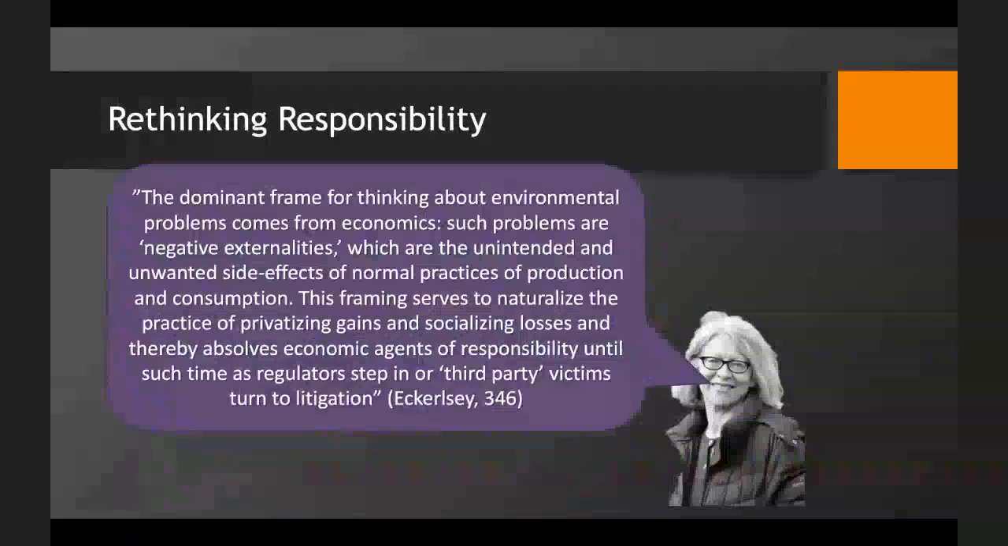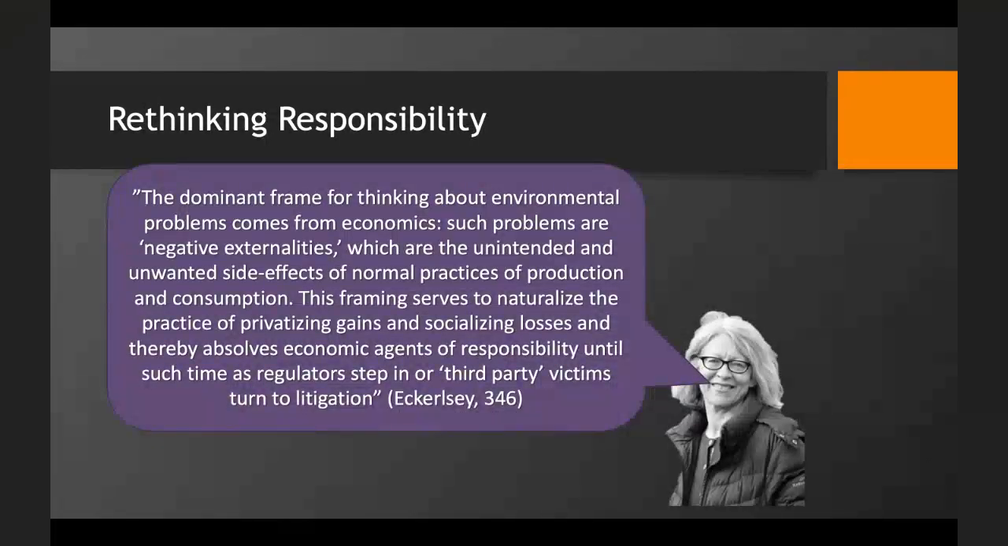So Robyn Eckersley, in this chapter that you read today, argues that the dominant frame for thinking about environmental problems comes from economics. So we look at pollution as a negative externality, which are the unintended and unwanted side effects of normal practices of production and consumption. And she argues that this framing serves to naturalize the practice of privatizing gains and socializing losses, and thereby absolves economic agents of responsibility until such time as regulators step in or third-party victims turn to litigation.